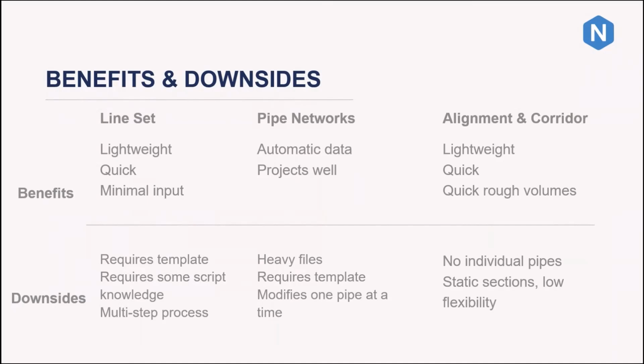Pipe networks, of course, is the automatic way. You get everything: a pipe network and structures. The structures look as they do, but you still get them, and you get automatic data. Eric showed you where you can add data on top of the line set. You need to do that to make sure that you know what it is. For pipe networks, you get automatic data. But again, the downside is it requires a template, and a pipe network is going to be very heavy.